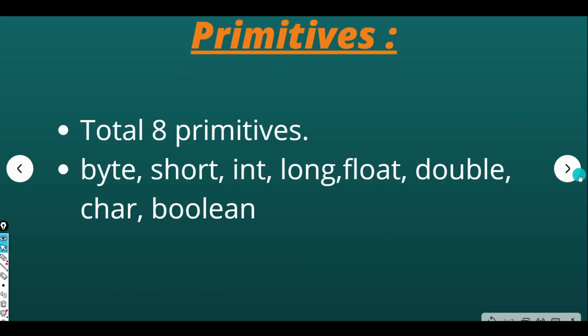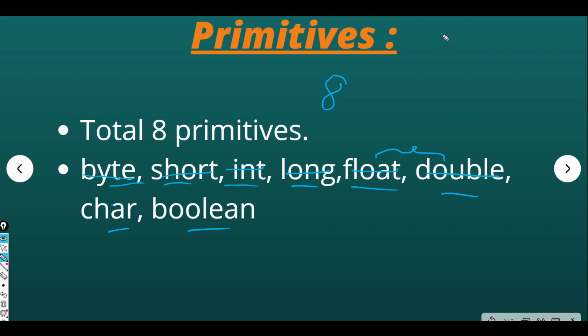After that I said that there are a total of 8 primitives and they are byte, short, int, long, float, double, char and boolean, right? We have already covered byte, short, int, long, and then we covered the floating points, so the float and double.